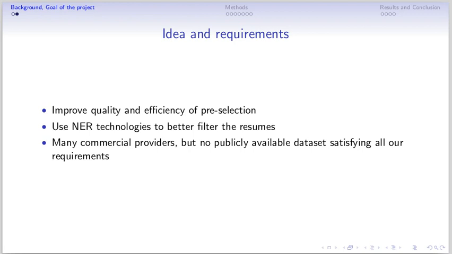Despite the existence of many commercial providers of similar services, there are no publicly available datasets to evaluate the advanced algorithms that these systems claim to be using. Because of that, during the course of this project, we constructed our own corpus derived from fragments of real CVs, and we manually annotated these CVs for various types of entities of interest to us.